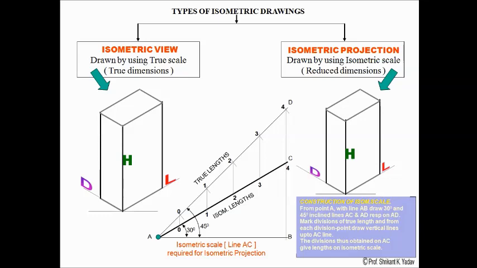Now there are two types of isometric drawings: isometric view and isometric projection. In the isometric view, it is drawn by using true scale, or you can say the true dimensions. So the true dimensions of the object are used to draw the isometric view. In the isometric projection, the isometric scale or reduction factor is used. The reduction factor is 0.815. So if the drawing is drawn by using the isometric scale, then it is called an isometric projection.